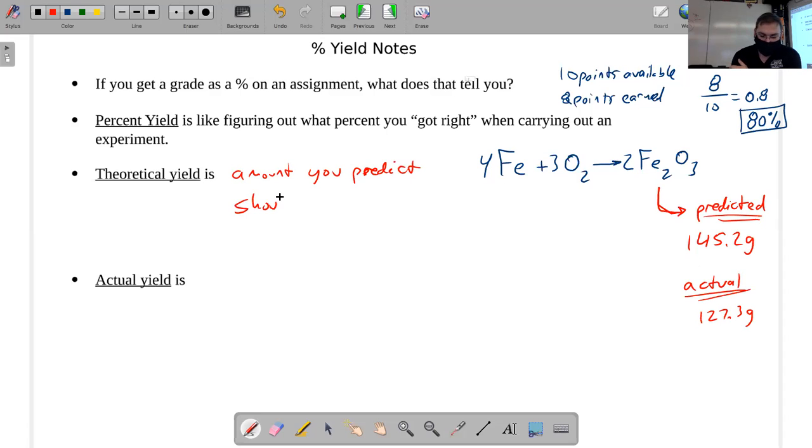The theoretical yield is the amount that you predict should form as a result of a chemical reaction. So with the quantity of iron we start with, and oxygen in excess, you predict that you get 145.2 grams. The actual yield is the amount that you weigh out.